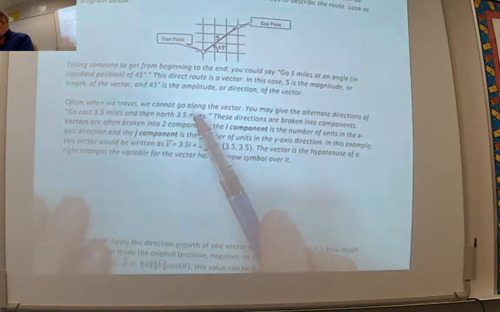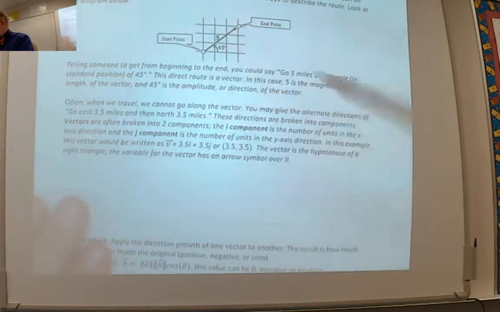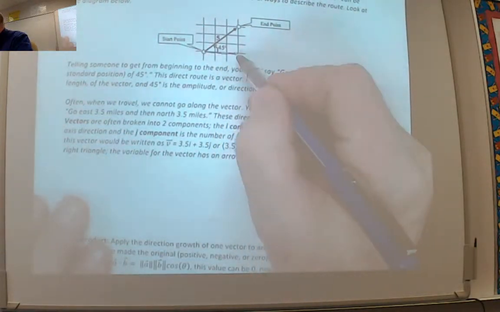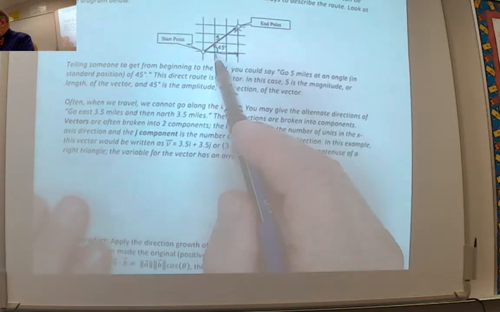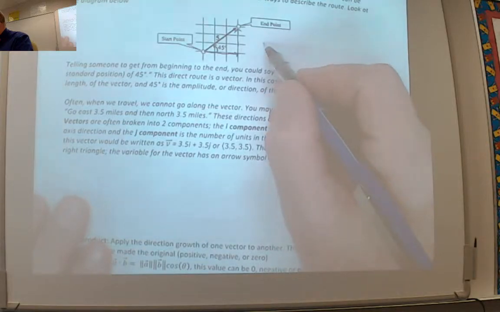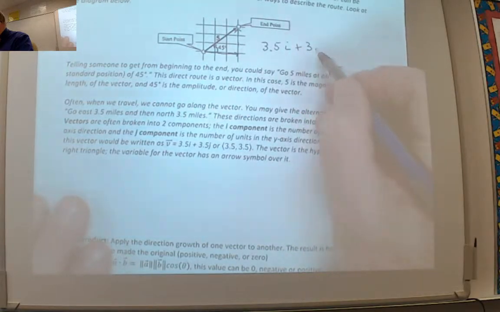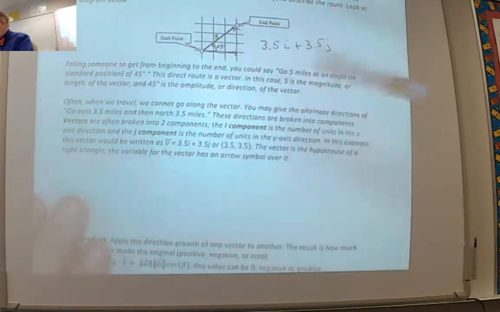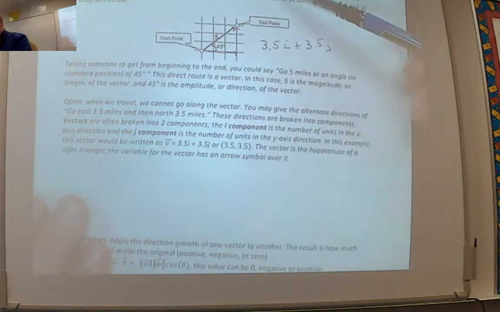Often when we travel, we cannot go along the vector. You may have alternate directions, like go east 3.5 miles and then go north 3.5 miles. So you would go in this direction and then you would go in this direction. So this vector could be visualized as the sum of these two vectors, or 3.5i plus 3.5j. So I have 3.5 unit vectors in this direction and 3.5 in this direction, or 3.5 miles in one direction, 3.5 miles in the other.